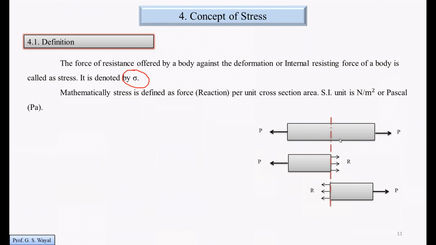Now here we can see a diagram of one member, on which we are considering a tensile force. Due to the tensile force, this member will elongate. The resistance offered by that member to resist the deformation is called stress. Mathematically, stress is defined as R by A, where R is the reaction. In this diagram the reaction equals this force, so we can conclude that stress equals P by A.